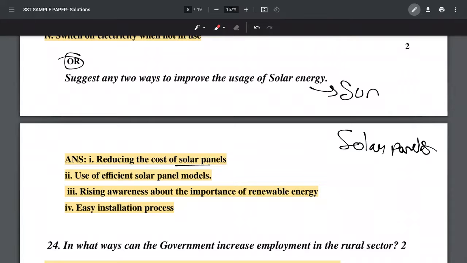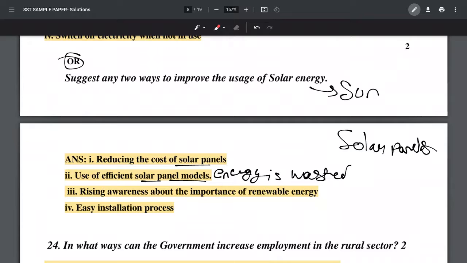We can reduce the cost of solar panels. If the solar panel cost is reduced, people will start to install and use solar energy more and more, isn't it? Then use of efficient solar panel models. Solar panels should be created where no sunlight energy is wasted, and we can easily access them.